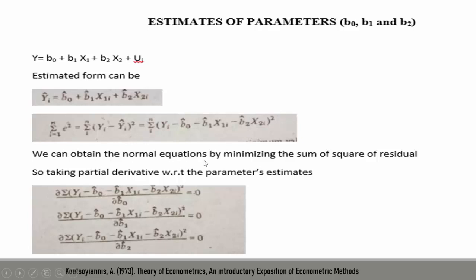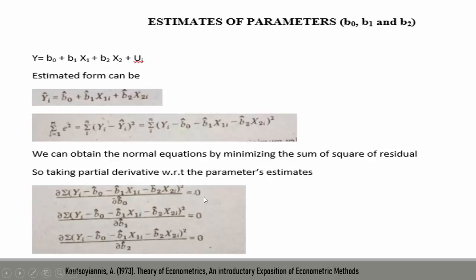We can obtain the normal equations by minimizing the sum of square of residual and taking partial derivatives with respect to the parameter estimates b0 hat, b1 hat and b2 hat. We get these equations. You know that the method of ordinary least squares requires us to minimize the sum of square of residual. So we take the partial derivative and equate it to 0. Taking the derivative first with respect to b0 hat, we write the sum of (y minus b0 hat minus b1 hat x1i minus b2 hat x2i) whole square and equate it to 0.